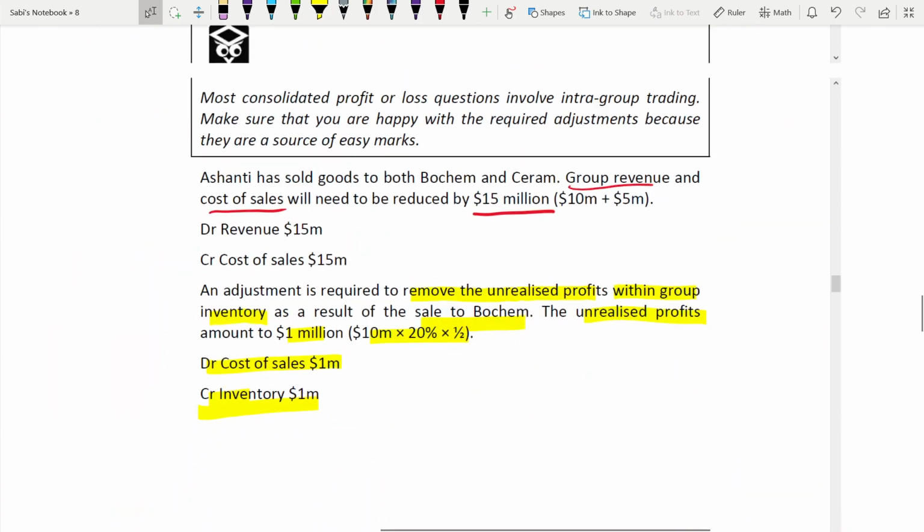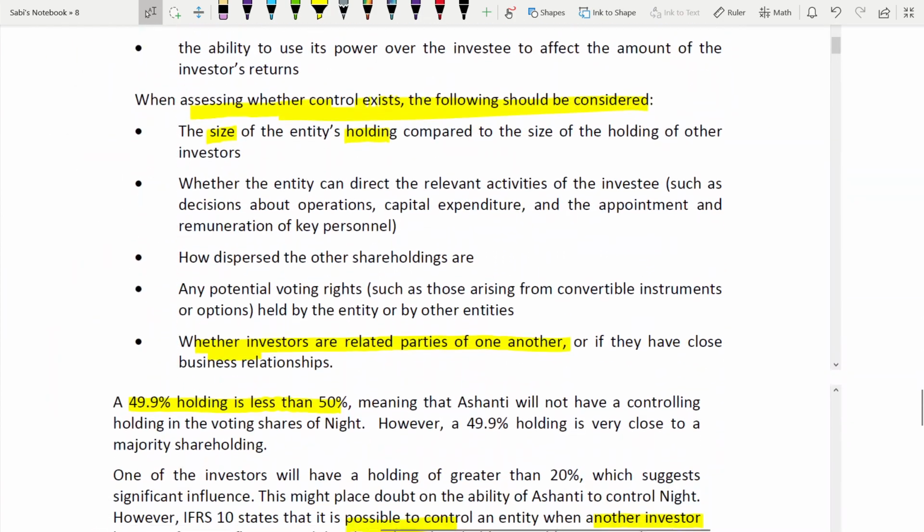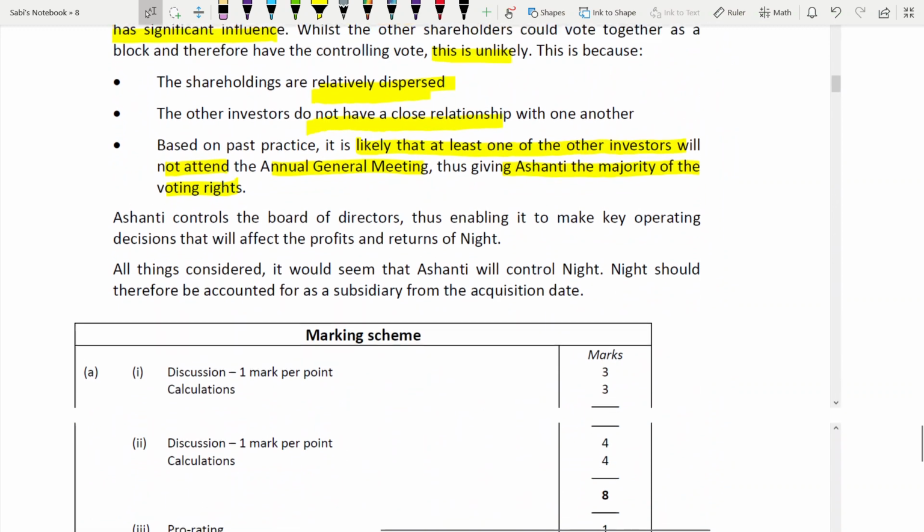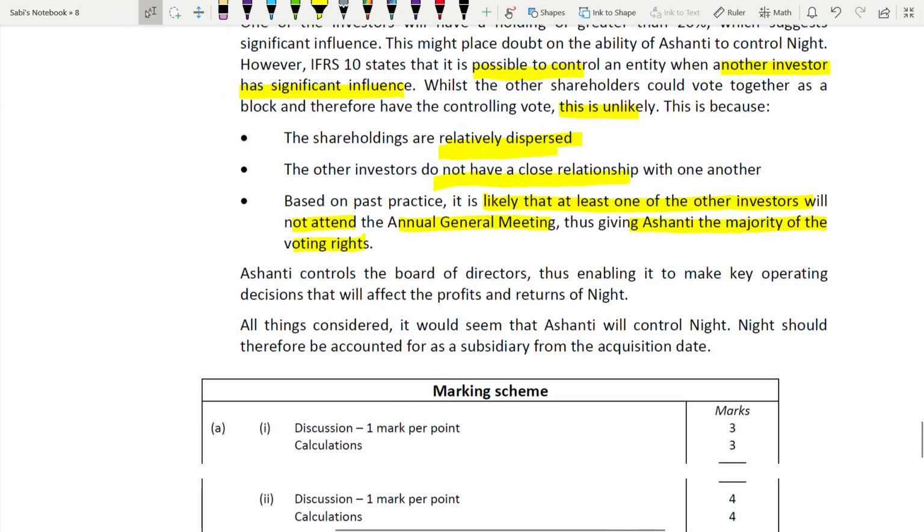So this is the third point they have told: at least one of them will not attend. That's why it is not complete. No owner representation. The founder owners, there were two owners, and at least one of them might not attend. There were two, one having 21% and the other 8% shareholding. At least one of them will not attend the AGM, because in the past 3 years it was not so. So this gives Ashanti the majority of the voting right.